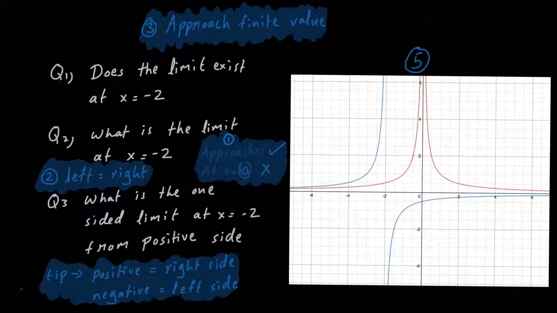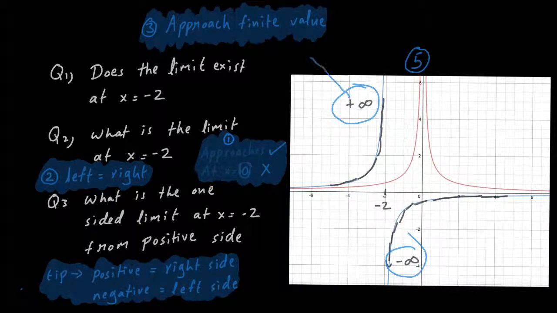And this blue graph is the fifth and the last type of graph that you can get in your exam. Question 1. Does the limit exist at x equals minus 2? We can see that if we approach from the negative side, it is approaching positive infinity. And if we approach from the positive side, it is approaching negative infinity. You can see that both rule number 2 and rule number 3 are not being met. Positive infinity is not equal to negative infinity, and infinity is not even a finite value. Hence, the limit does not exist.